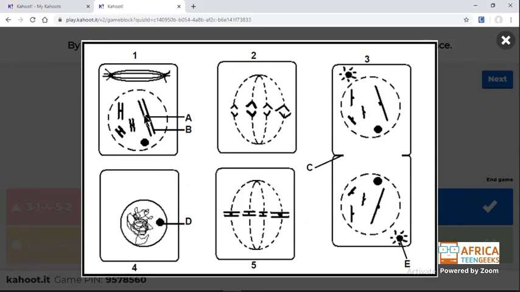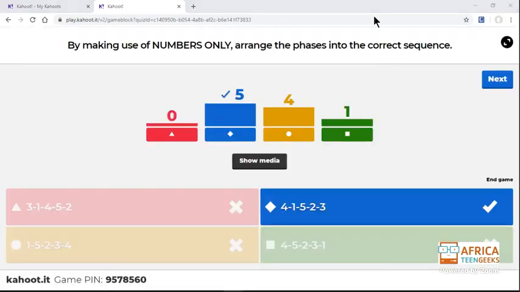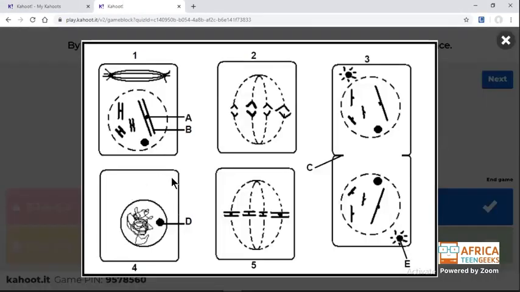Interphase, prophase, metaphase, anaphase, telophase. Can you guys see that? That seems like guys were sleeping. So it's number 4, number 1. So this is interphase, prophase, metaphase, anaphase, and telophase.